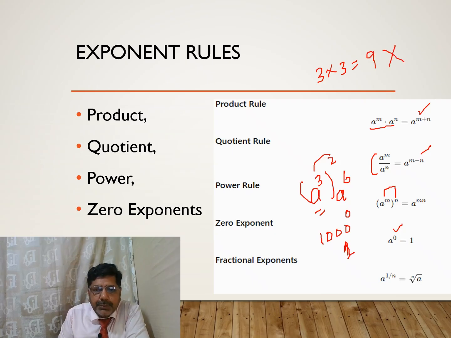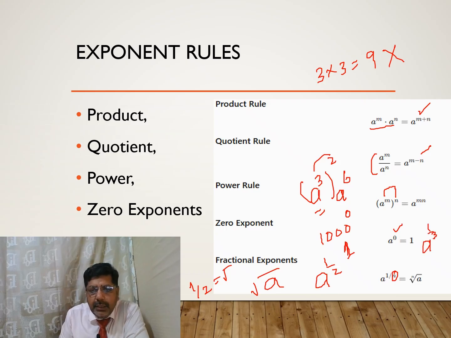So fractional exponent means if a to the power 1 over 2, it means the square root of a, because the power 1 over 2 is equal to the square root. The number on the bottom becomes the root. If it is a to the power 1 over 3, it will be the cube root, with a inside. So that's how we can tackle fractional exponents.